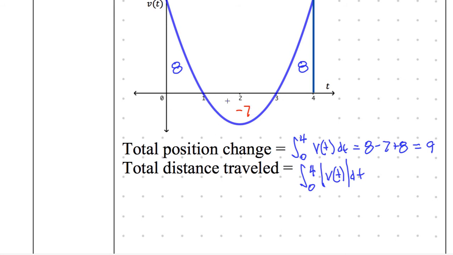In fact, you can actually graph this too, and on the graph, if you graph the absolute value of it, this bump will be on the top and the bump on the bottom will no longer exist. I can show you how to graph that in class whenever I'm there next, probably tomorrow, if you want me to. So what is that going to look like? That's going to be 8 plus 7 plus 8. 8 plus 7 is 15, so that's going to be 23. So I've traveled a total distance of 23, although my position change is only 9.